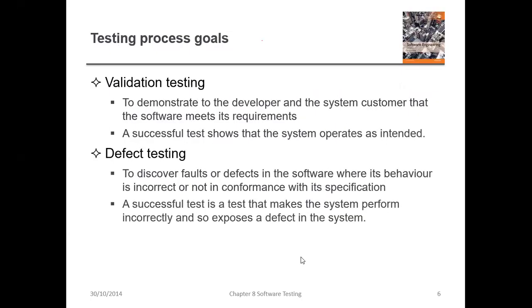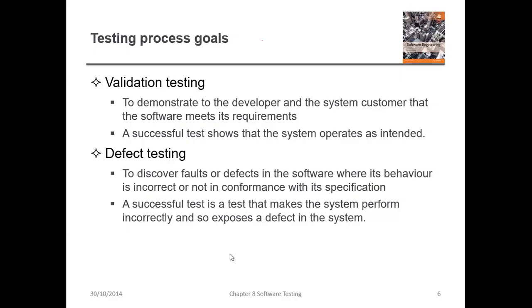So testing process goals. The goals, one is validation testing and second, defect testing. As I explained, the validation testing is to demonstrate to the developer and the system customer that the software meets its requirement. So in that case, for you to say that the test is successful, the test has to show that the system is actually conforming to its specification or is doing what it's intended to do. Then you can actually say the test is successful.